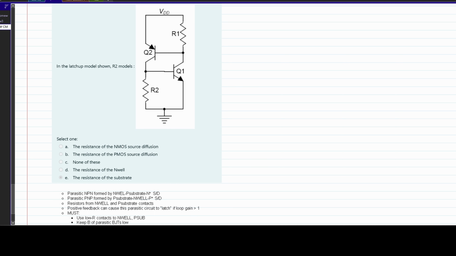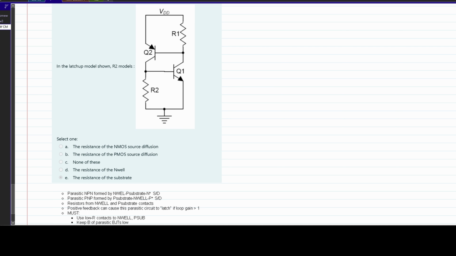The way I remember it is if you go down the alphabet, you have your L, M, N, O, P. The N, the arrow, is coming out faster than if it were for the P right here. And then we have resistors from the N-well and P substrate contacts.